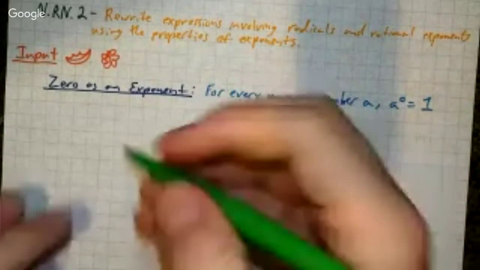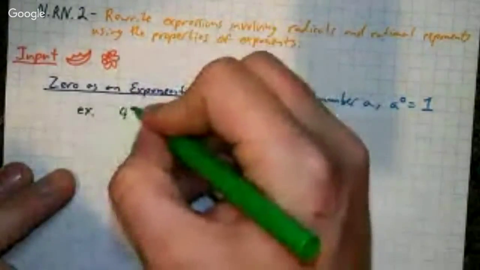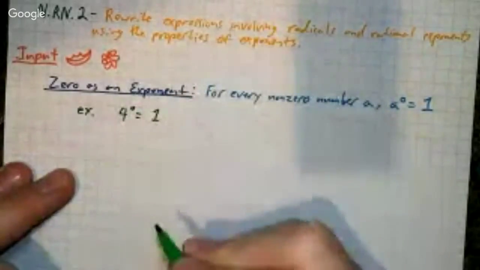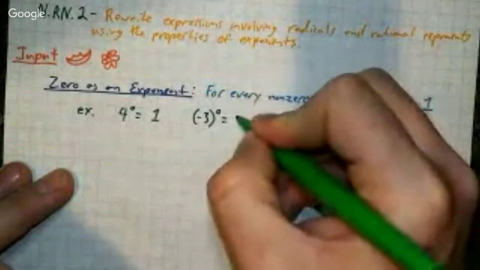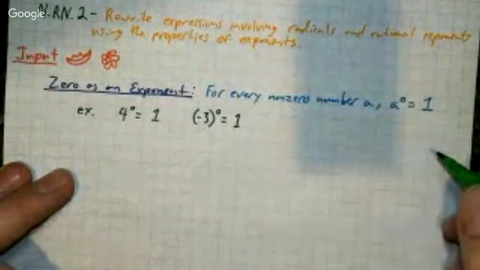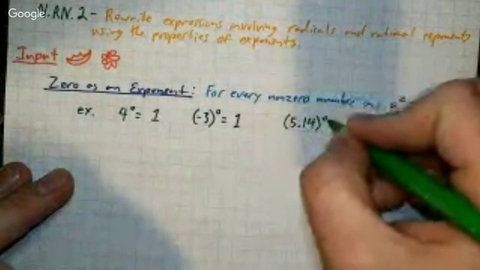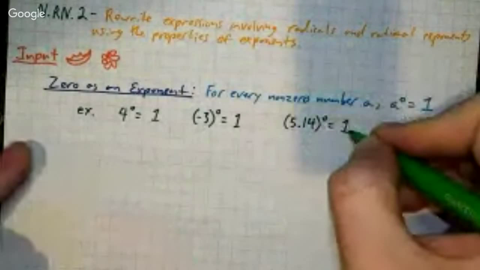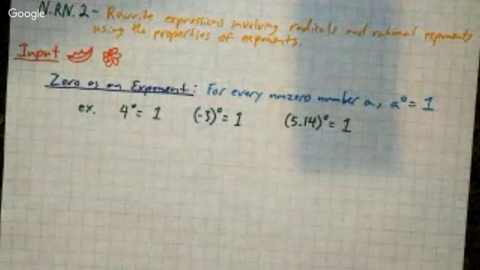So let's get a few examples. So if you have 4 to the power of 0, it equals 1. If you have negative 3 to the power of 0, it equals 1. 0.14 to the power of 0, it equals, you're right, 1. Doesn't matter what number it is as long as it is non-zero. If you raise any non-zero number to the power of 0, it equals 1. That's it.